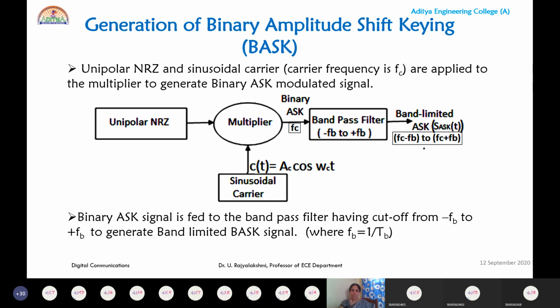Tell me the same expression in terms of symbol energy. It is root over Es into phi 1 of t. What is phi 1 of t? One bit energy carrier. Can you tell me the expression for phi 1 of t? Yes, ma'am. It is root over 2 by Ts into cos omega c t. Yes, root over 2 by Ts into cos omega c t. This is all for the input 1, when the input data bit is 1.